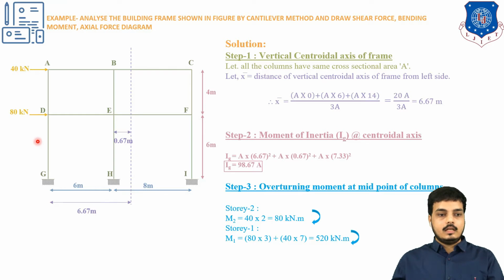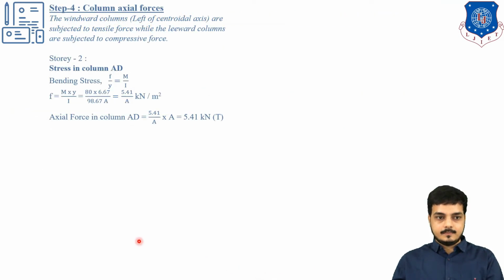For story 1, over here there are two forces. The force of 40 is multiplied by the whole distance of this plus half of the distance of this. We need to calculate half of this, which is 3, and 3 plus 4 is 7. So 40 multiplied by 7 plus 80 multiplied by 3, and I get 520 kN·m. We will be using these three values in the next step.